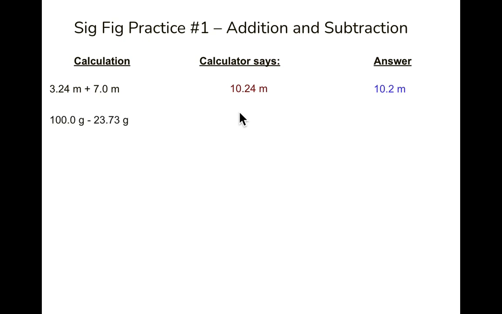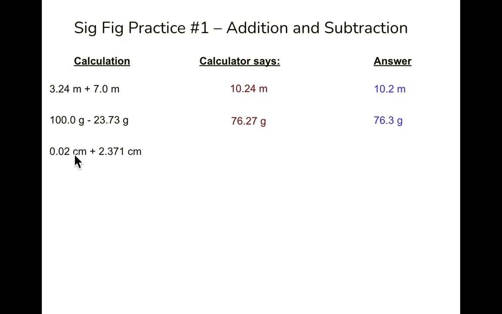Let's try another one. Okay, now it's a subtraction. Same rule. What's the least decimal place? We have tenths and we have hundredths. Now our calculator is going to say this because it doesn't know anything about significant figures. But we know from our rule that we have to round to the tenths place. So since there's a 7, we're going to have to round up. This is closer to 0.3 than 0.2. So you would get 76.3.